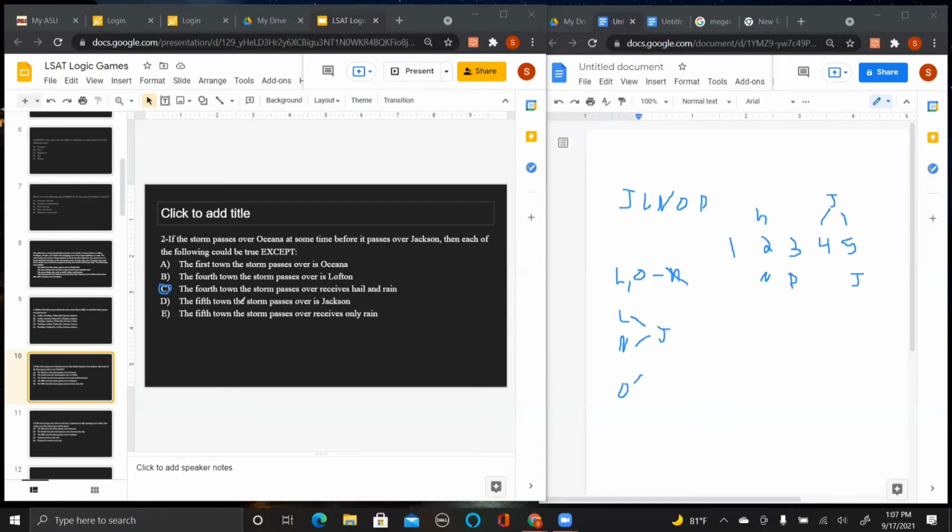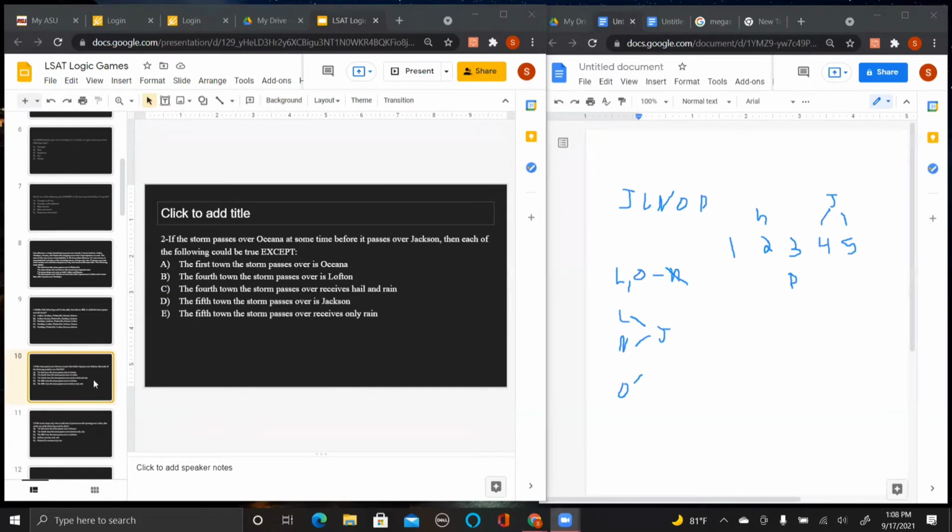So just for kicks, the last two. The fifth town is Jackson. Yeah, that just has to be true, right? The fifth town receives only rain. Yeah, that is also the case. Jackson can receive whatever it wants. So we're looking for what has to be false. This one can be true, this one can be true, this one has to be true, and this one can be true. So C is the only one here that has to be false. All right, so let's erase that. Erase the ones we put on for this one.